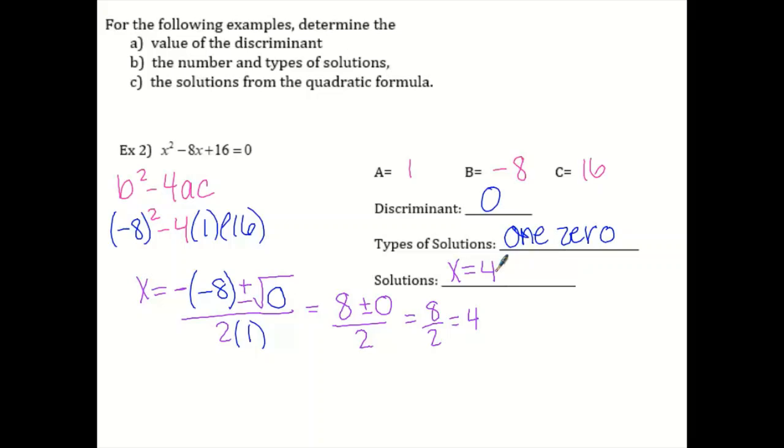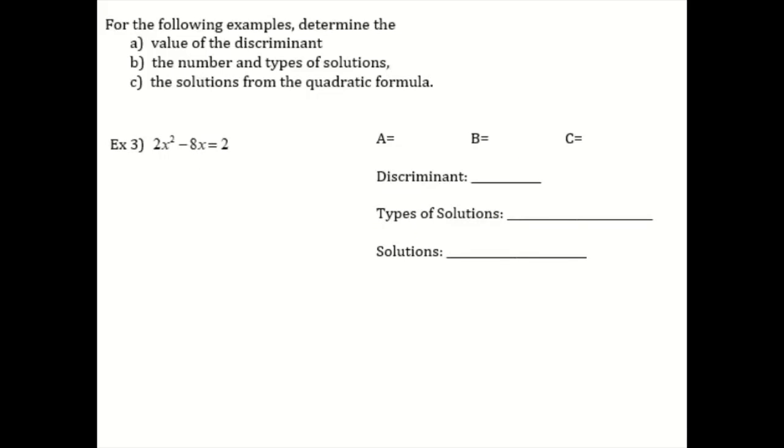Okay, and my last example, again, same thing, I'm going to identify A, B, and C. If I notice here, it says 2x squared minus 8x equals 2. I'm not equal to 0. And we saw this with factoring. It has to be equal to 0. So I'm going to subtract this 2 real quick. So I have 2x squared minus 8x minus 2 equals 0. These are not like terms.